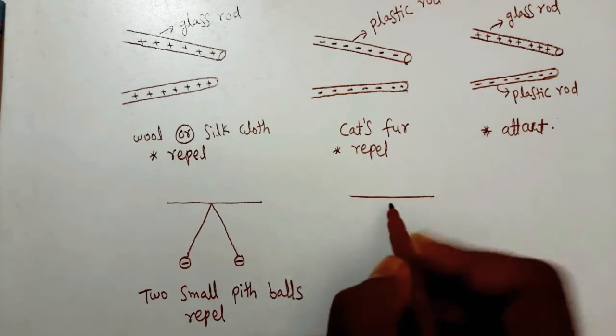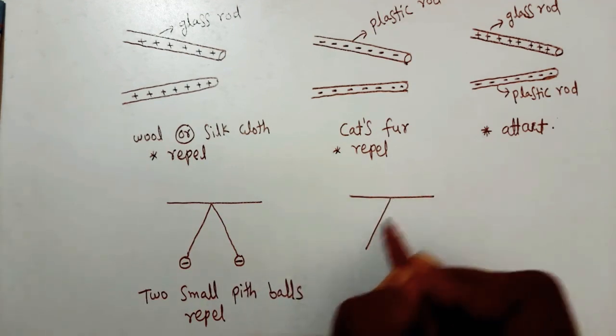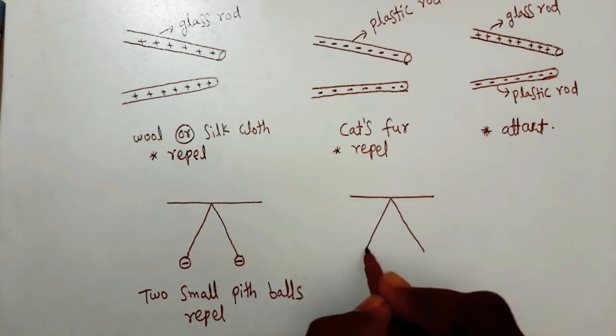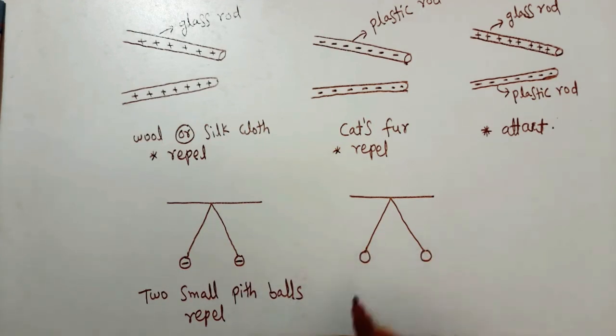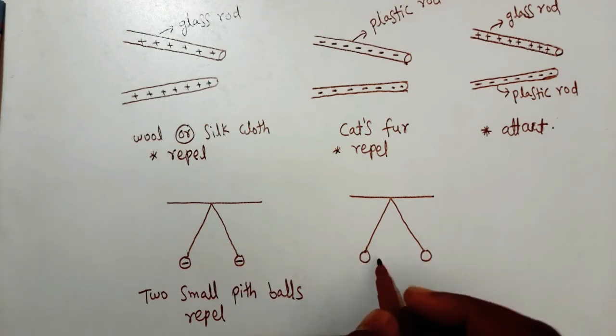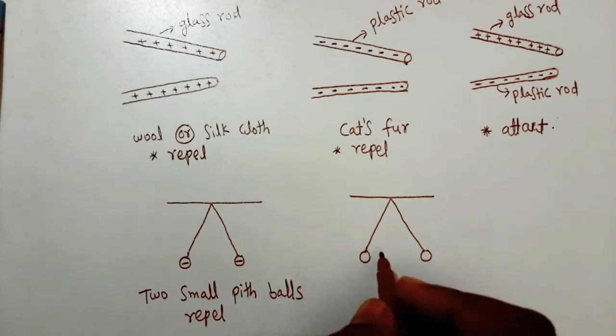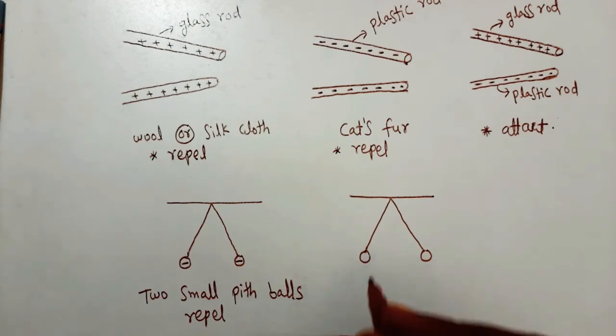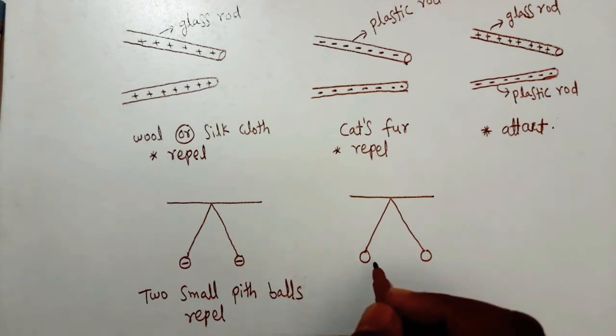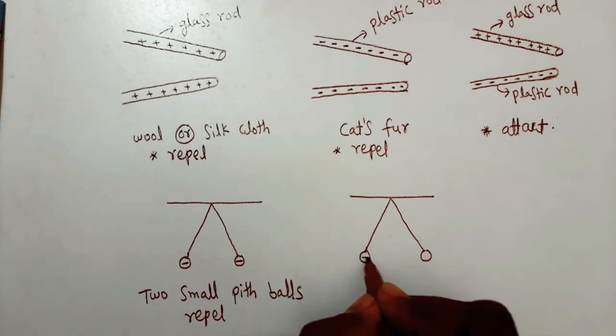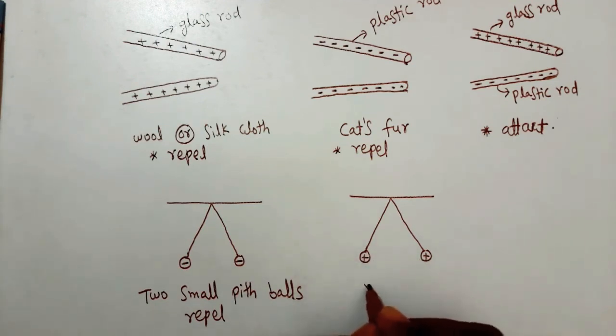Or if we touch these two pith balls with a glass rod, on the glass rod positive charge is distributed. So these two small pith balls get positive charges and they repel.